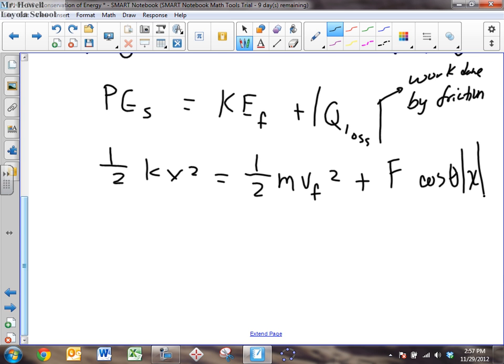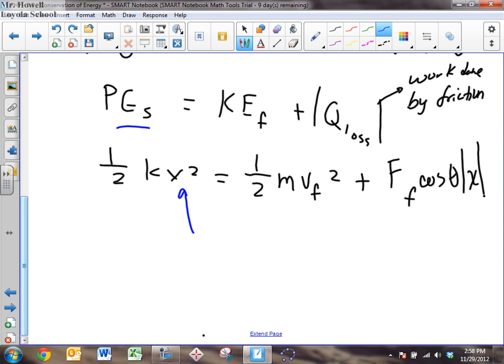So for F, I could actually put Ff. What did Ff stand for? Force of friction. Now, here's the most confusing part. People think the x's are the same on both sides. Let me really quickly go over this. This x over here, remember, is how far the spring has been compressed. This is for my spring energy. This x is how far the object has slid across the ground.